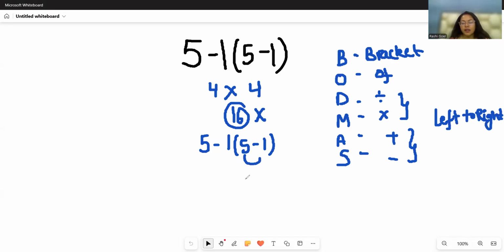Now, first solve the bracket: 5 minus 1 is 4. So 5 minus 1, and there is a multiplication sign. Now, as per the BODMAS rule, if we have subtraction and multiplication, we have to give priority to the multiplication. So 1 times 4 is 4, and 5 minus 4 is 1.